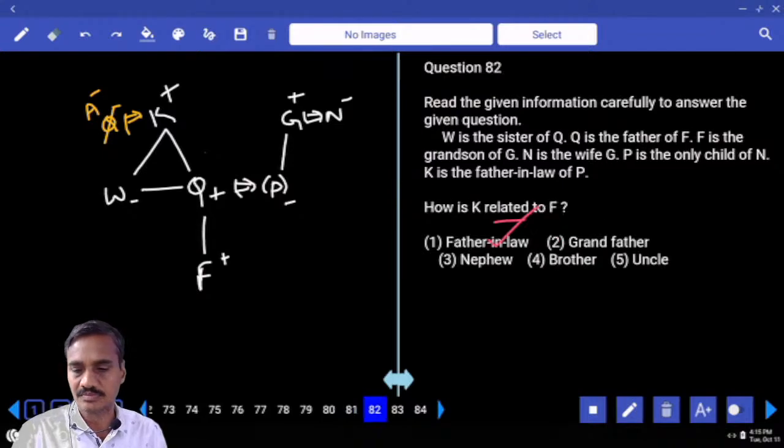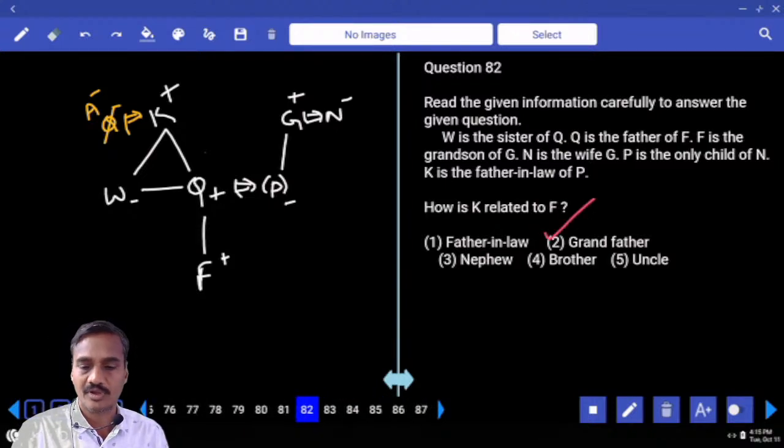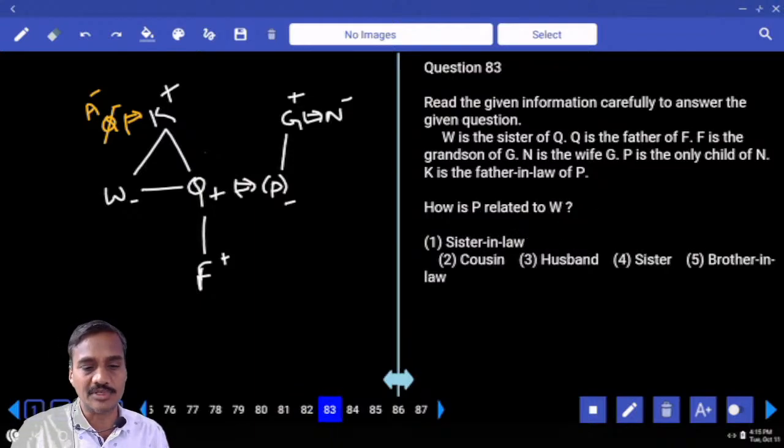Then 82, how is K related to F? F's father's father, grandfather. Grandfather, choice 2, 82. How is P related to W? Now W's brother's wife. Brother's wife is sister-in-law. That is choice 1, question number 83.